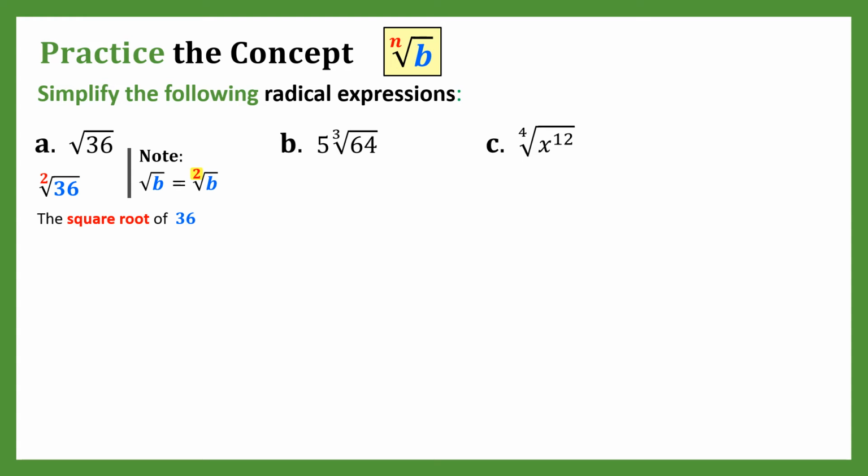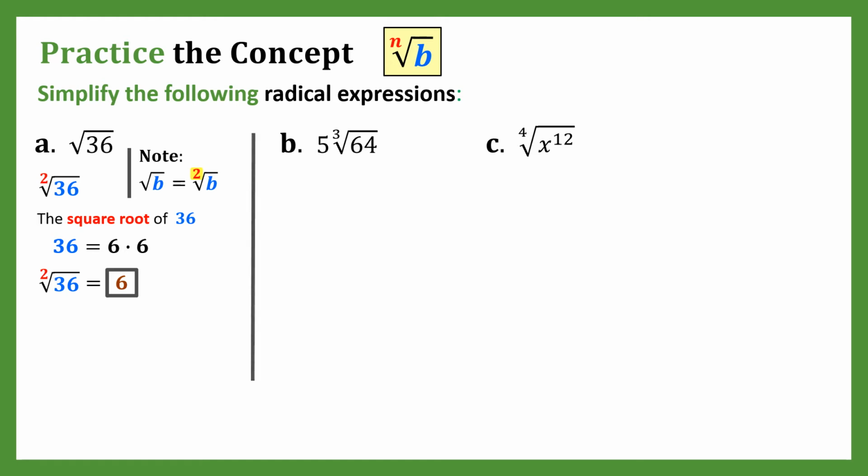To evaluate, let's look at the value of 36. If we factor 36, it equals the product 6 times 6. So 6 multiplied 2 times equals 36. This means the square root of 36 equals 6. And this is the result of the first example.